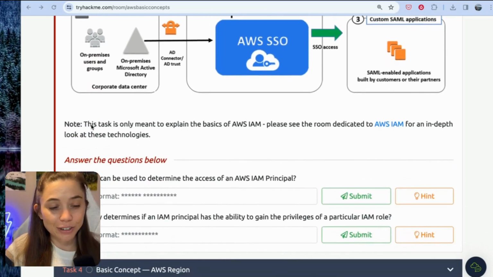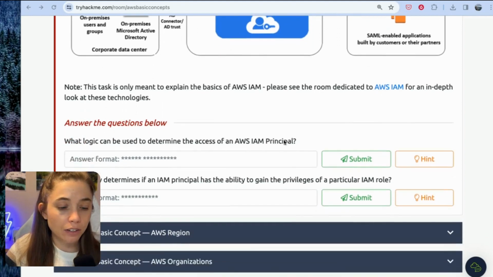And look, this note says the same thing. This task is only meant to explain the basics of AWS IAM. Please see the room dedicated to IAM for an in depth look at these technologies. So we'll learn more as the path continues.